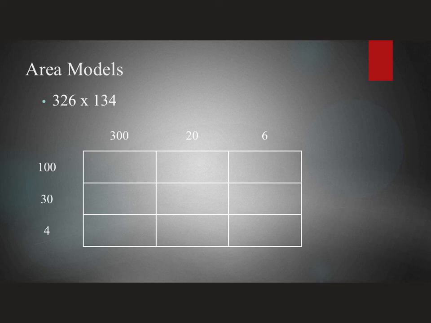So this is an area model showing 326, see it, 300 plus 20 plus 6, times 134, 100 plus 30 plus 4. If you'll remember, the first thing you do is you're going to multiply each of the numbers. So 300 times 100 is a 3 with 4 zeros. 30 times 300 is a 9 with 3 zeros. We have 1200. We just multiply each of these separately.